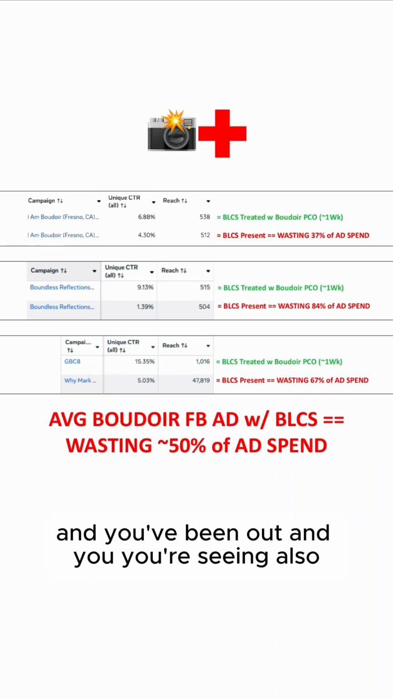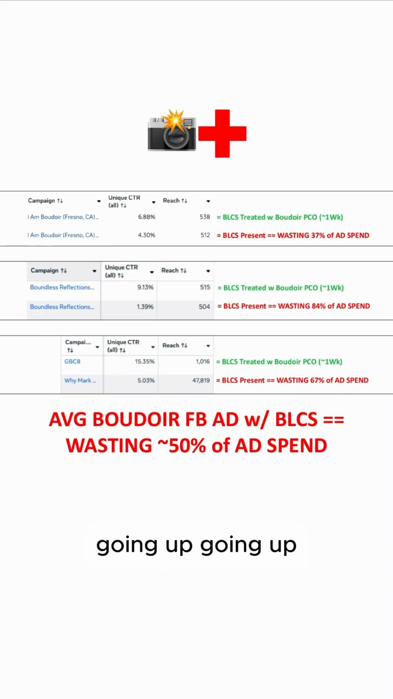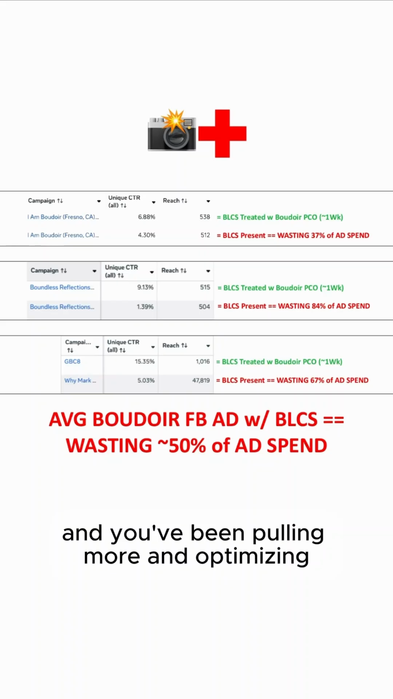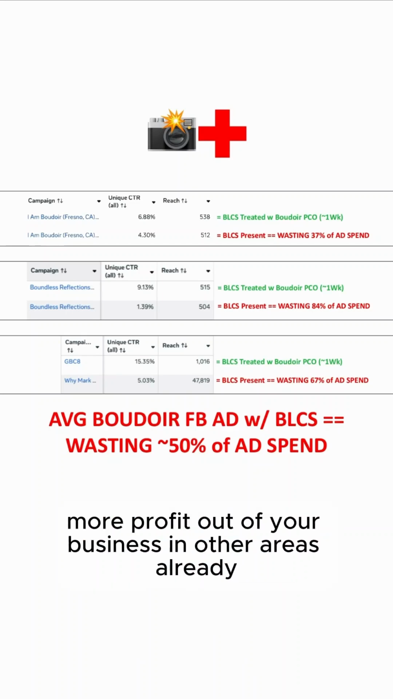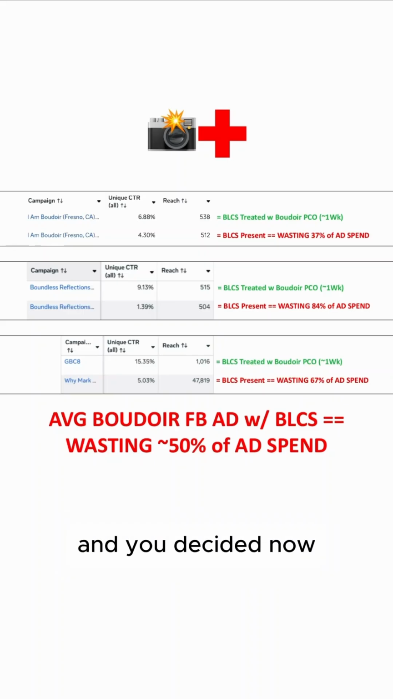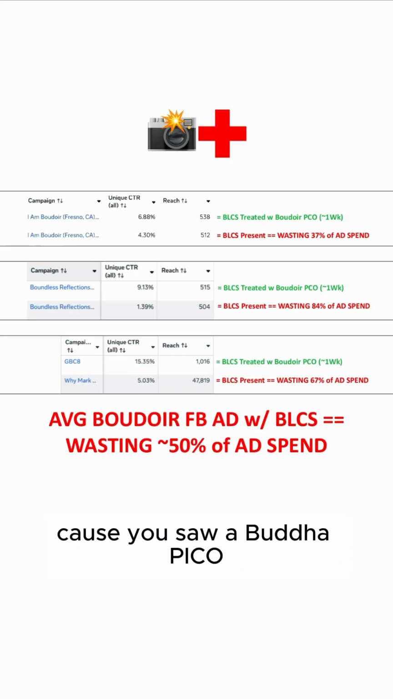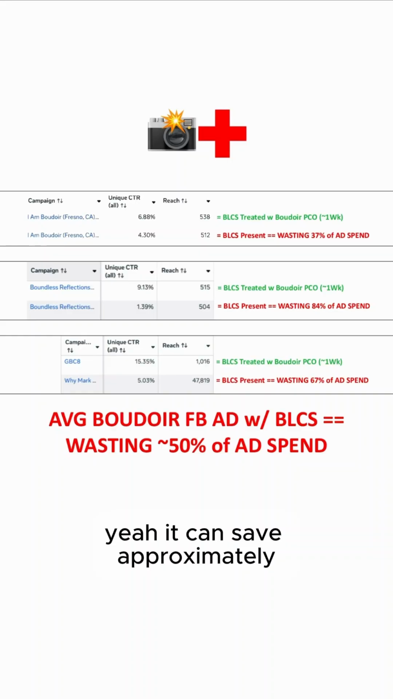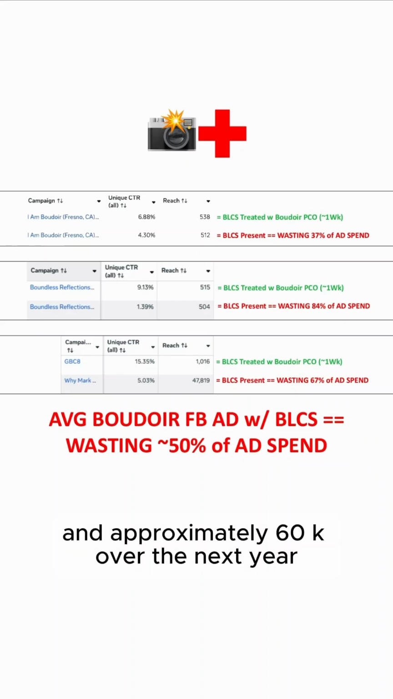And you're also seeing inflation, the cost of living, keep going up, going up, going up. And you've been optimizing and pulling more profit out of your business in other areas already. You decided now you're finally ready to optimize the Boudoir Facebook ad side of your business because you saw with Boudoir Pico that it can save approximately 5K a month. Put that back in your pocket so it's not being wasted. And approximately 60K over the next year.